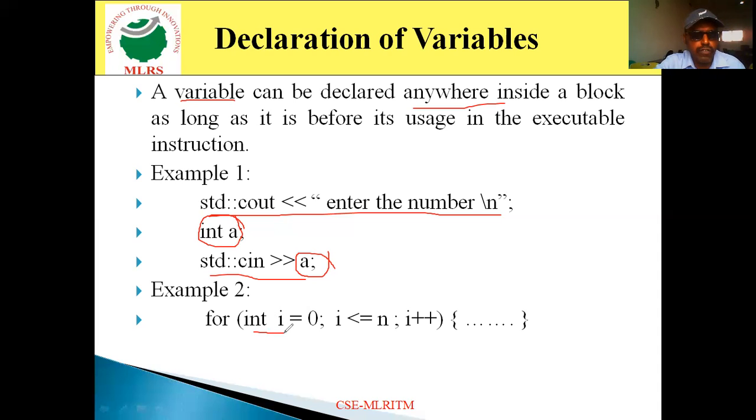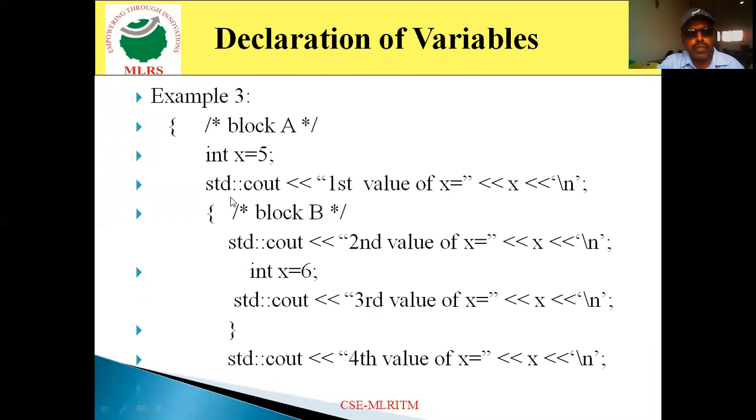And also look at this here. In loops also, I can declare like int i is equal to 0, i less than or equal to n, i plus plus. So here i is the loop control variable. So this is the way we declare the variable.